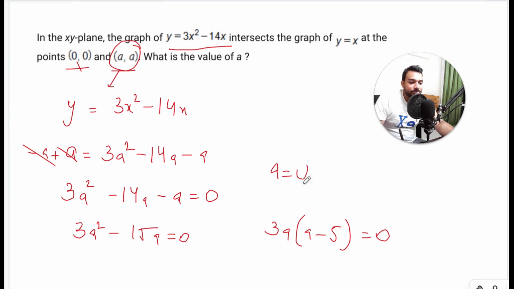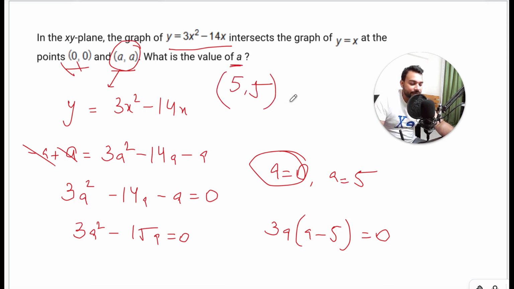So a is equal to 0 and a is equal to 5. These are the two answers. So a is equal to 0 is already satisfied. That's the given point, this one. a is equal to 5 is this one. So this is the second point, 5, 5. So 5 is the right answer for this question.